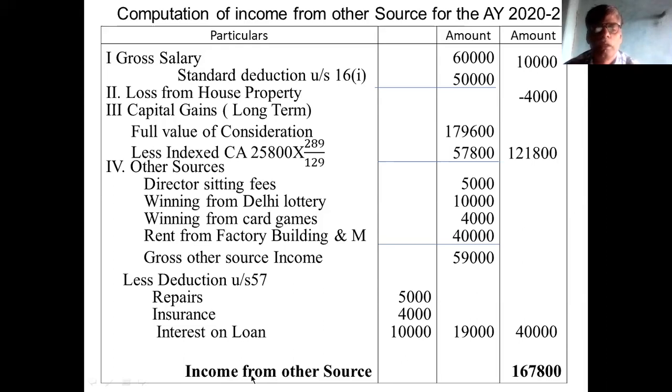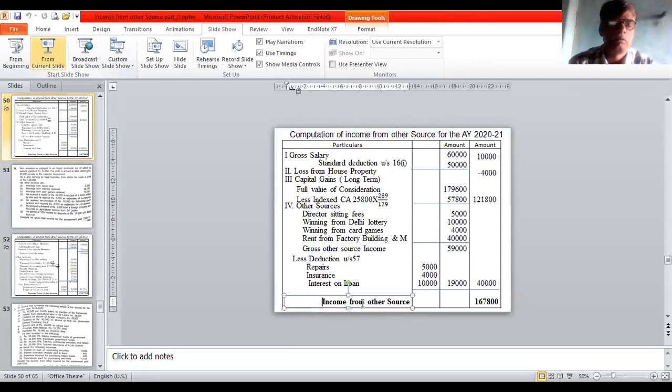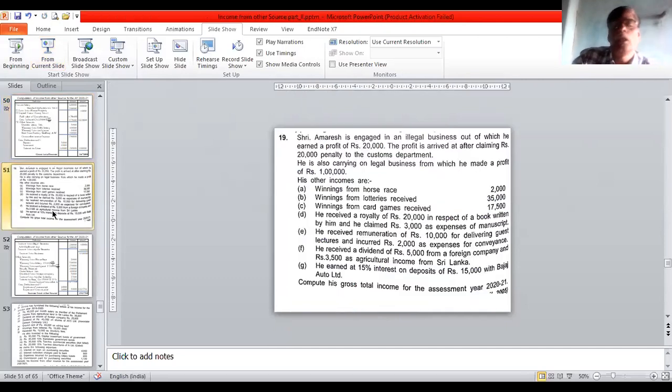You write it as income from other sources. This is called gross total income. Okay, this is example number 18. Now you see example number 19.